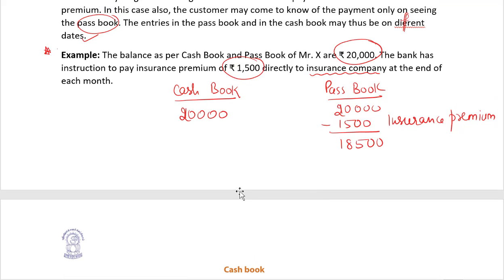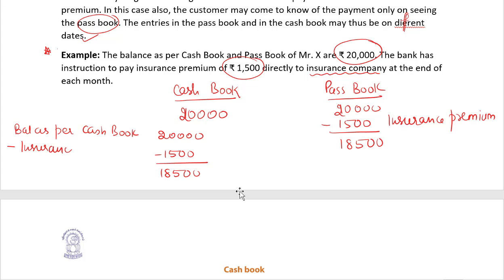So if in the question we are given the balance as per cash book, in that case the balance as per cash book is 20,000. We need to reach 18,500, so we will deduct 1,500 from the cash book. Do what the other has done. We will write minus insurance premium paid, and the closing balance will be the balance as per passbook.